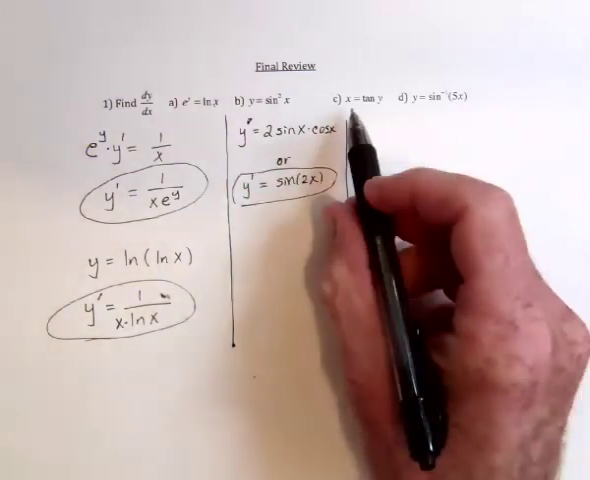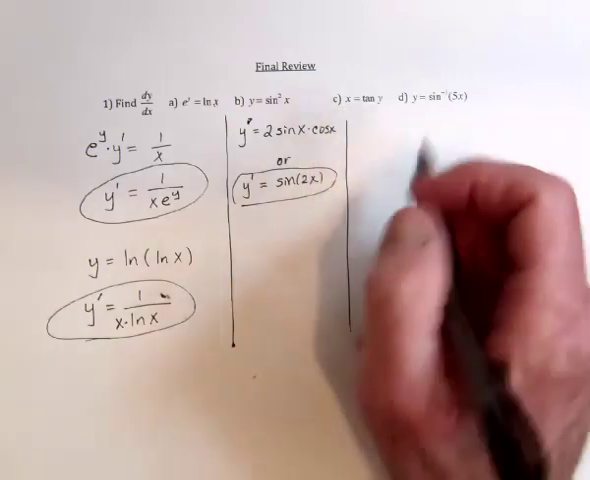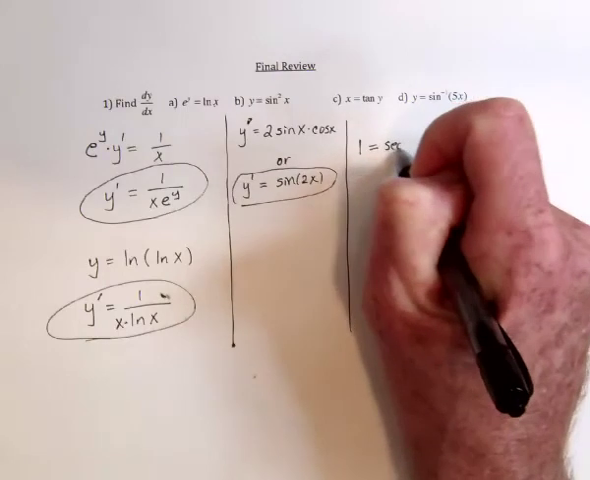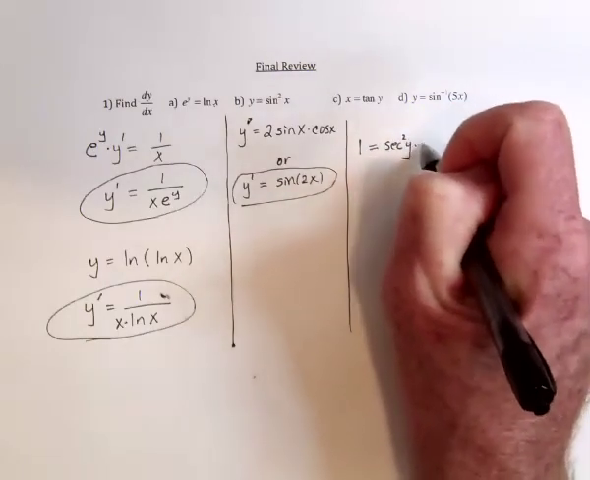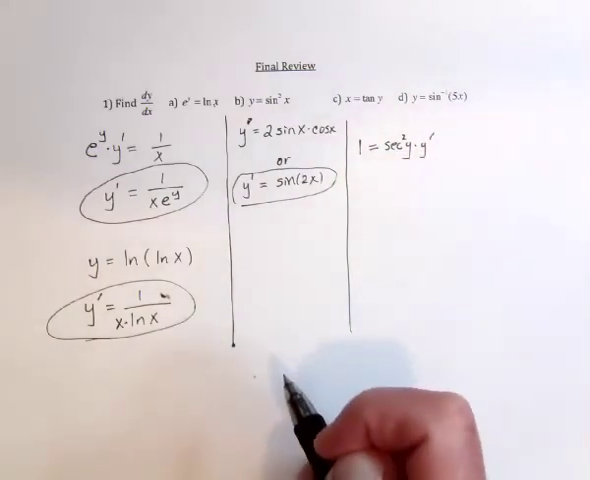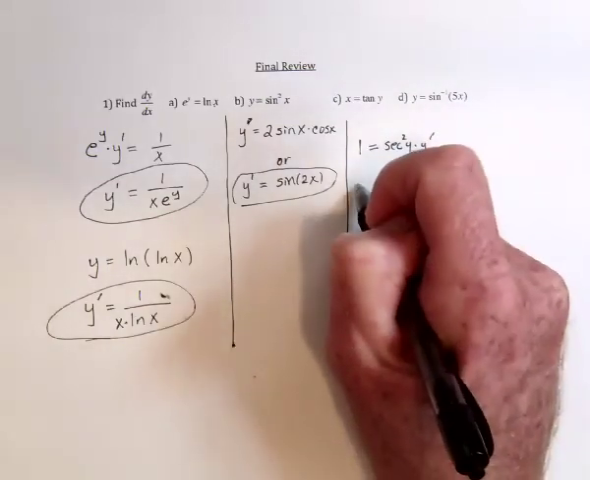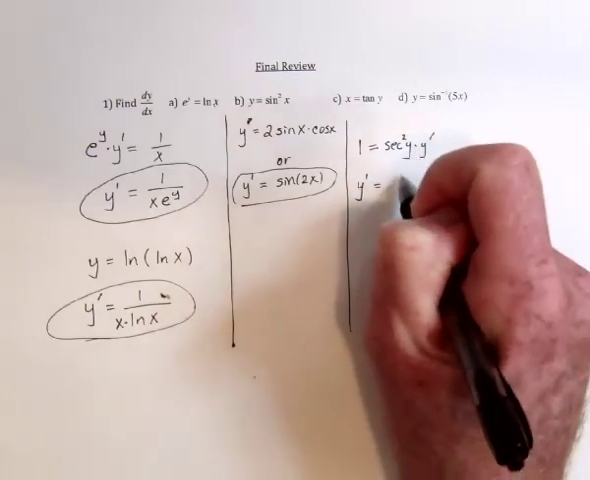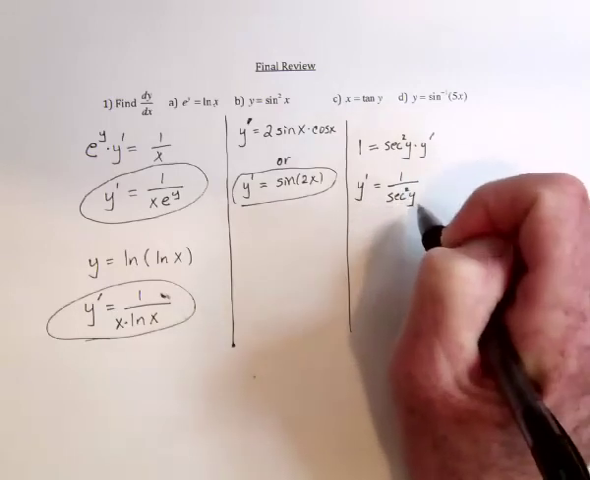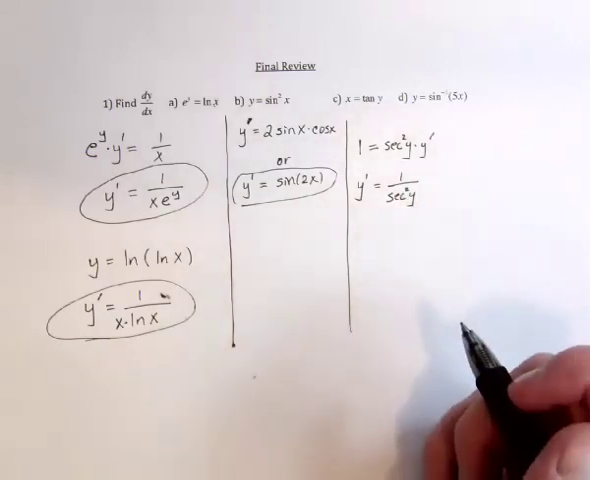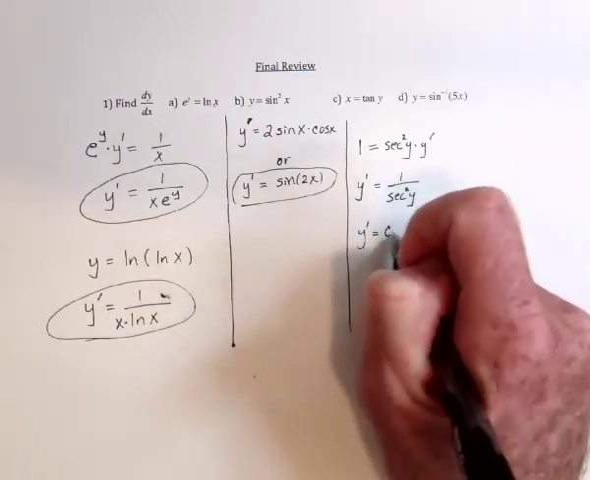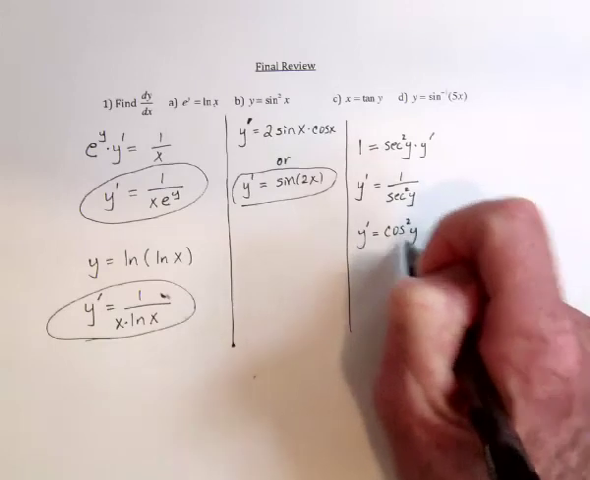And then this one, take the derivative on the left-hand side, it's going to be 1. The derivative of tangent is secant squared. And then take the derivative of y, which is going to be y prime. And then to solve for y prime, divide by secant squared, so y prime is equal to 1 divided by secant squared of y. And then 1 divided by secant is cosine, so this is really just cosine squared of y.